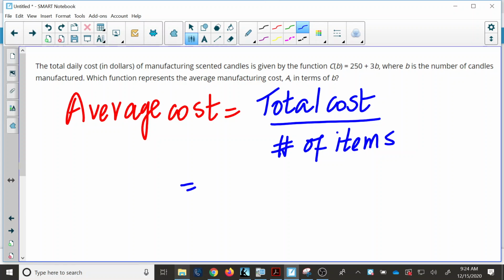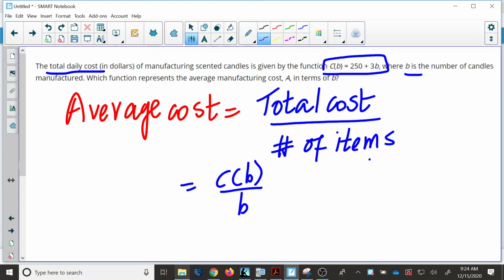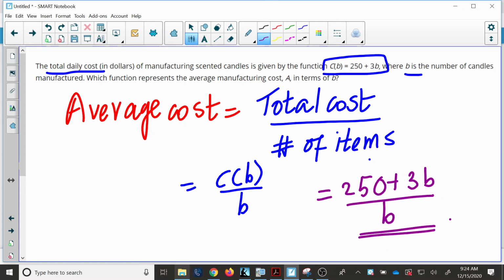So now the total cost is given here, right? It's the total daily cost, which is C of B, over the number of items, which is B. So that's the answer. Instead of C of B, you're going to put the expression. So it equals C of B is 250 plus 3B over B. So that's going to be your answer for this question.